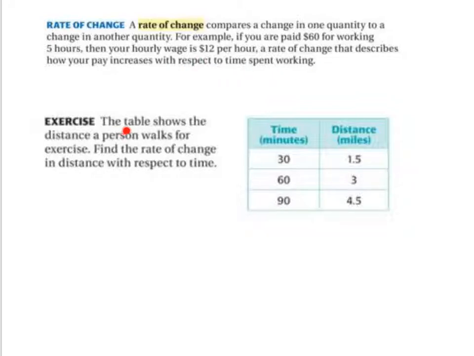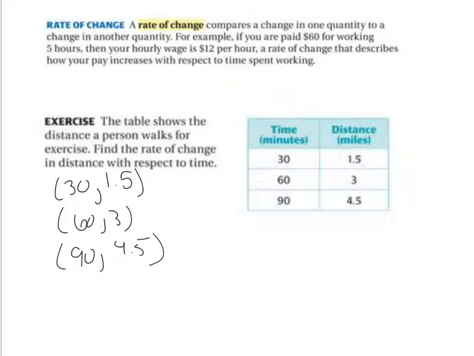It says, the table shows the distance a person walks for exercise. Find the rate of change of the distance with respect to time. Okay, so 30 minutes was 1.5 miles, 60 minutes was 3, 90 minutes was 4.5. Here's the thing, you can pick any two. But let's compare, watch. So we have minutes walked to distance. So these are your x, these are your y.